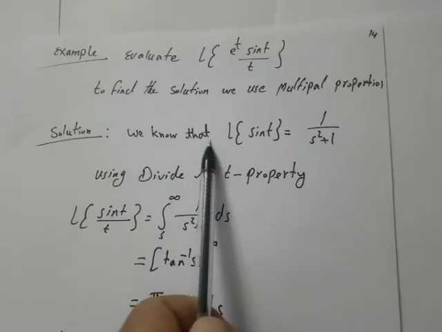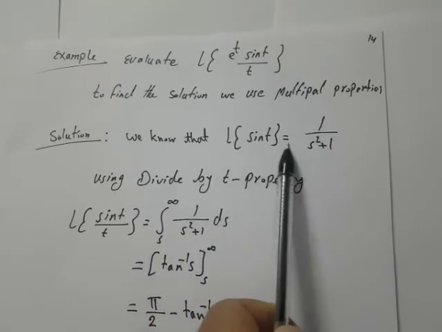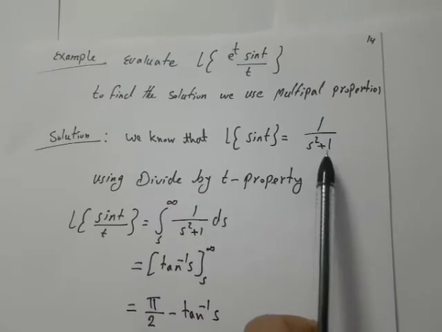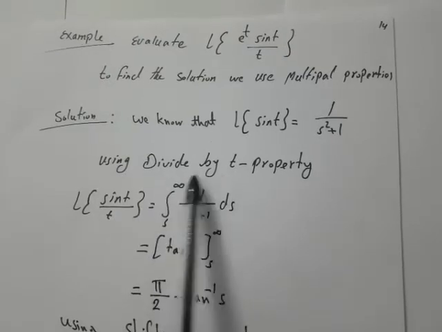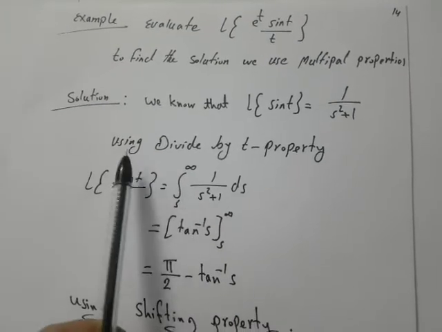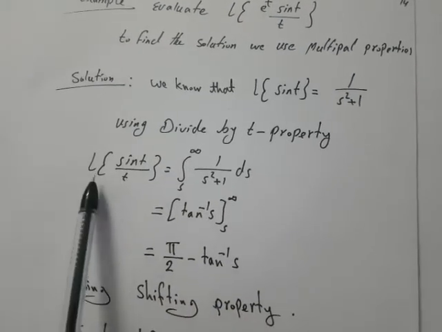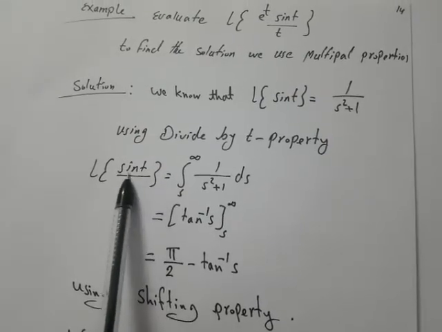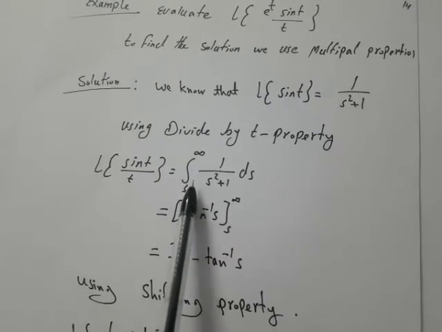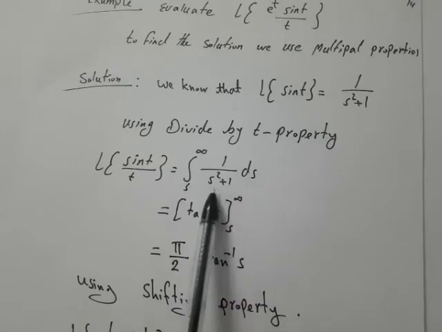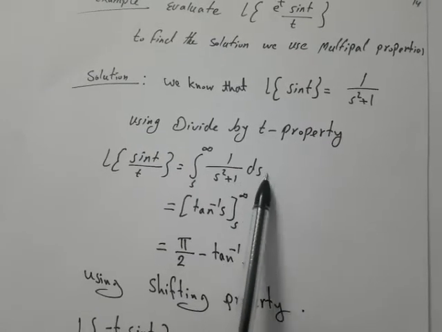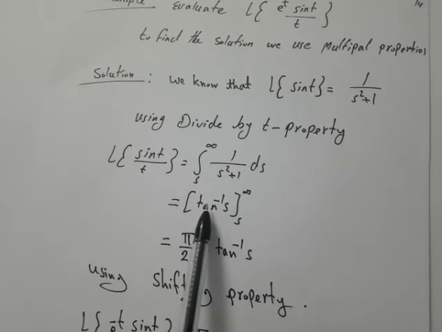Solution: we know that Laplace transform of sin t is equal to 1 upon s square plus 1. Using divide by t property, so first we using divide by t property, we will get Laplace transform of sin t upon t is equal to integral from s to infinity 1 upon s square plus 1 ds. So this is equal to tan inverse.